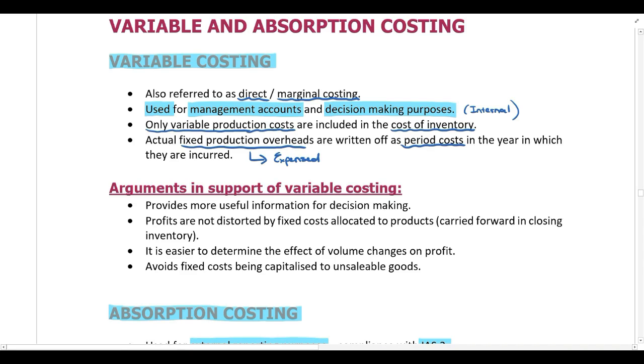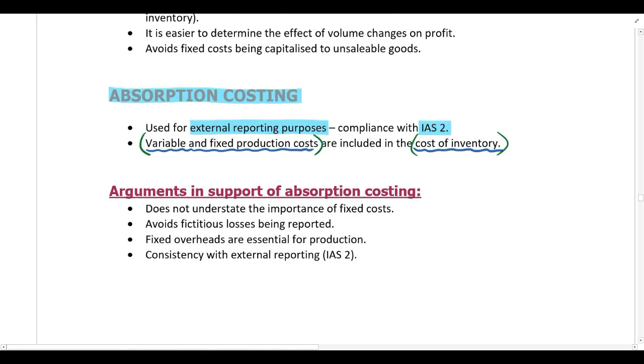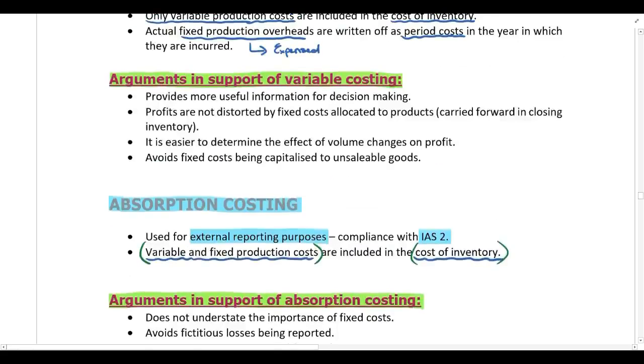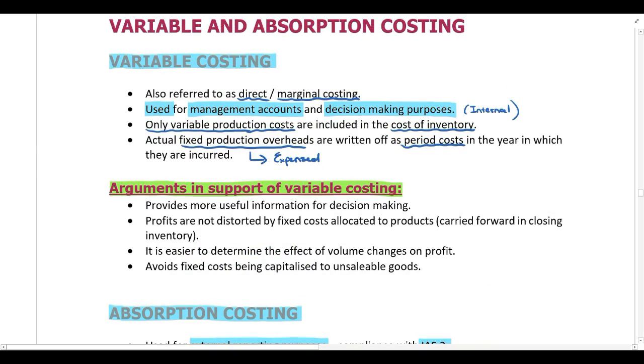Then there's one section that I left out that I just need you to go back to, please. I said to you we will come back to the arguments in support of variable costing and the arguments in support of absorption costing. So let's go through each of these now. Obviously, if we are talking about the arguments in support of variable costing, these are going to be the advantages of variable costing. So what are the advantages of variable costing?